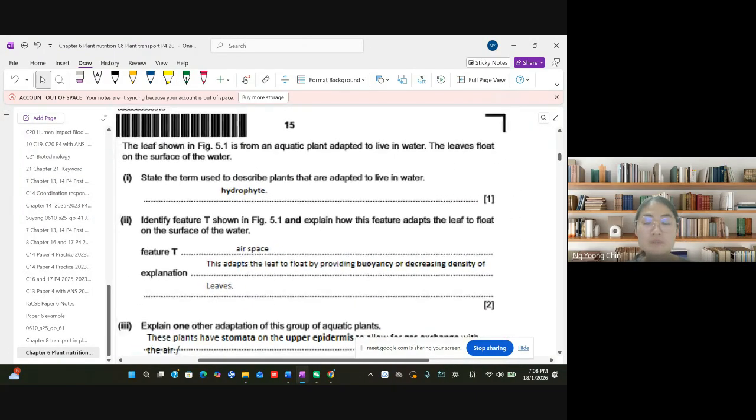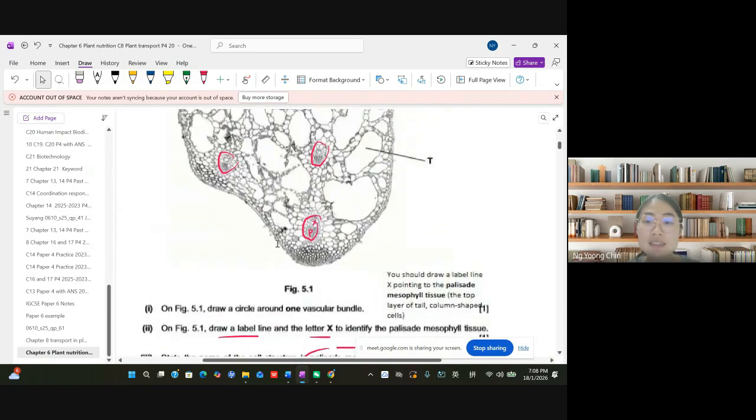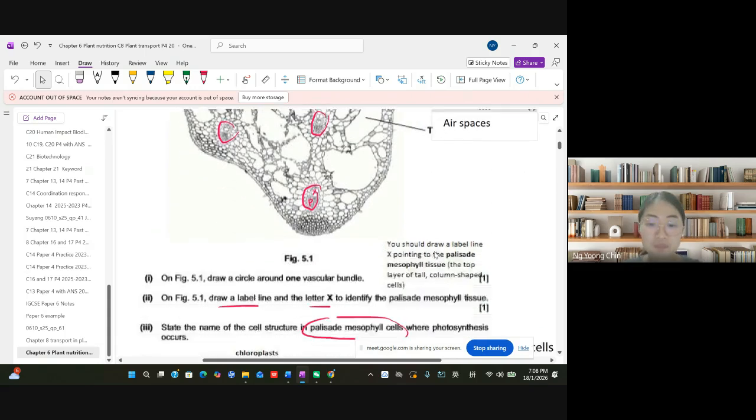Okay, and then this is a plant living in the water, so that's why this plant is known as a hydrophyte. Hydrophytes live in the water, so what kind of features allow the plants to float on the surface of water? So this is airspace. You can see this hole, right, it's not a small hole, it's a big hole. Those are the airspaces. There's a lot of airspace between them.